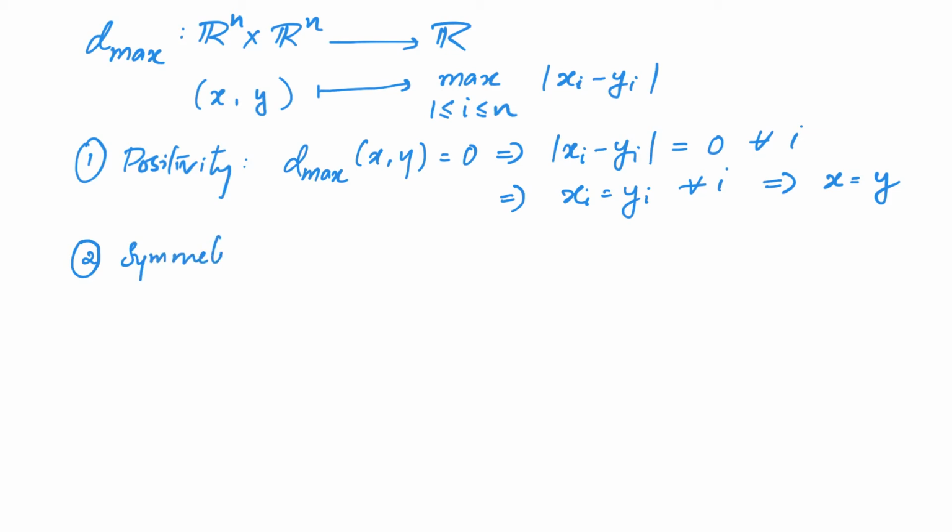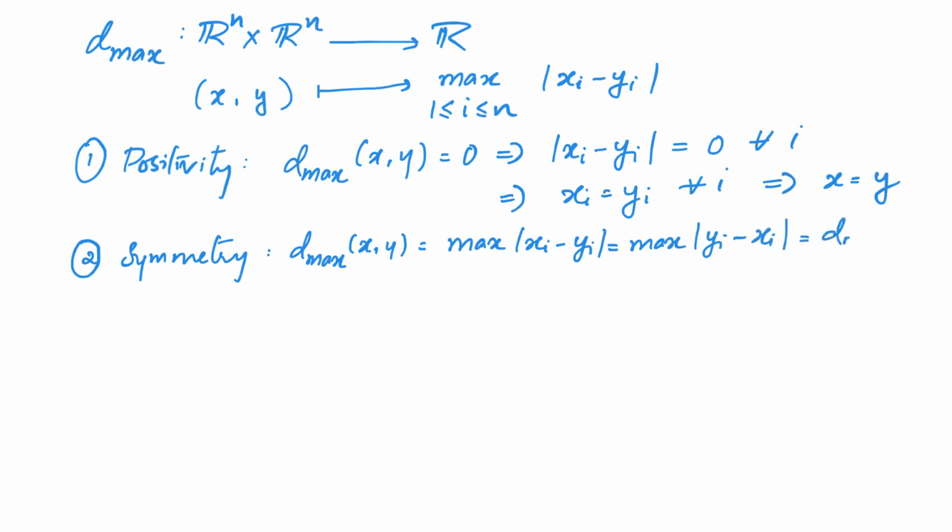Symmetry is even easier to see. Notice that the distance between x and y is the maximum of |xi − yi|. But |xi − yi| is equal to |yi − xi|. Thus, the maximum of |xi − yi| is equal to the maximum of |yi − xi|, which is equal to the distance between y and x. Thus, this distance is symmetric.